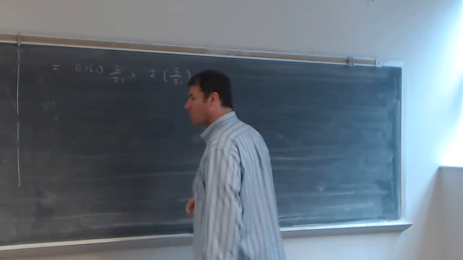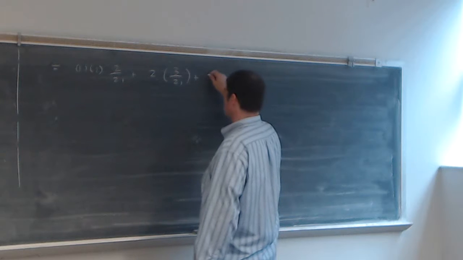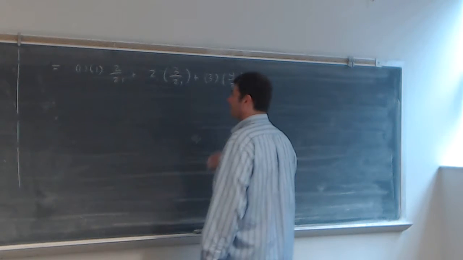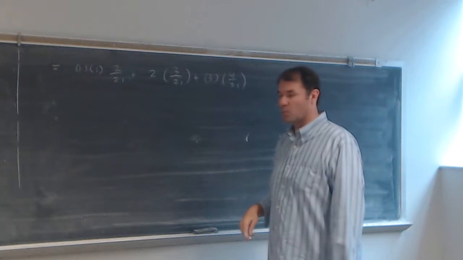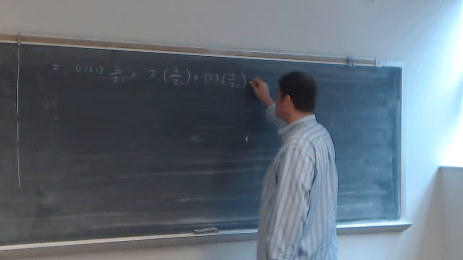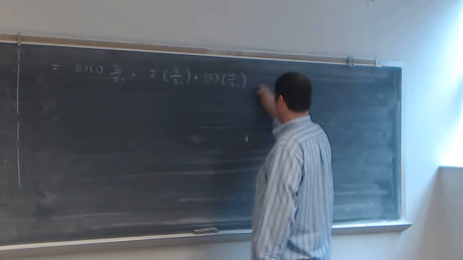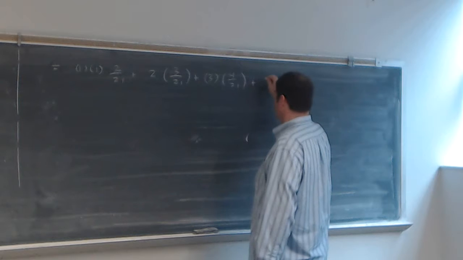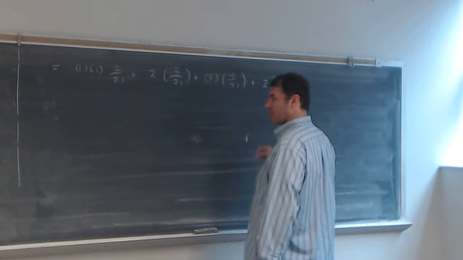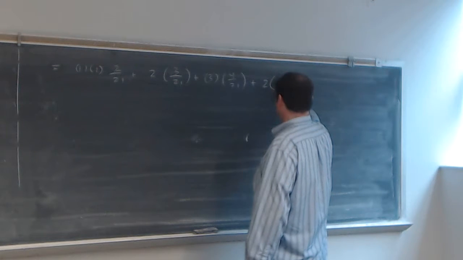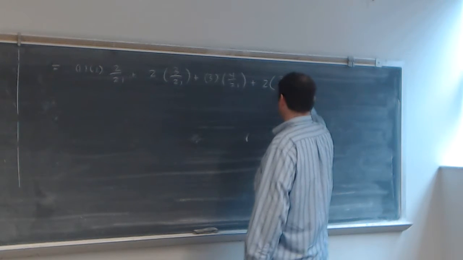Plus, when x is 1 and y is 3, I get 1 times 3, that's 3 times 4 over 21. Excellent. That's what I get in this double sum when x is equal to 1. When x is equal to 2, y runs from 1 to 3. When y is 1, the multiplication is equal to 2, and x plus y will be equal to 3 over 21.